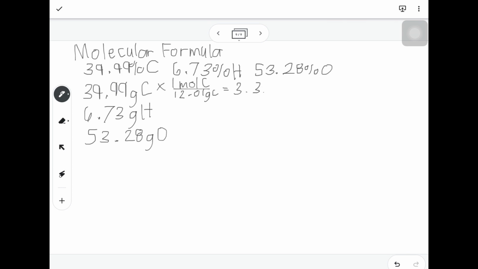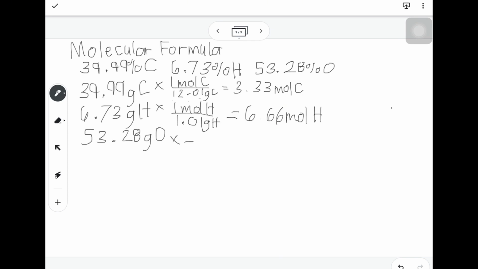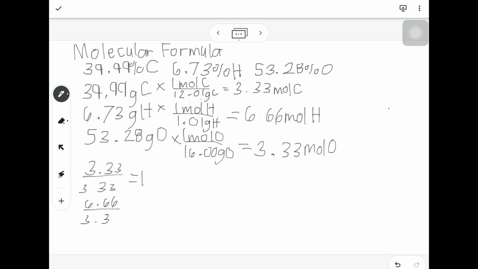We will then use the steps we used earlier in empirical formula where we convert the percentages into grams and then we convert the grams into moles. So, we have 3.33 moles of carbon, 6.66 moles of hydrogen, and 3.33 moles of oxygen. After that, we then divide it by the smallest number of the mole, which is 3.33. So 3.33 divided by 3.33 equals 1, 6.66 divided by 3.33 equals 2, and 3.33 divided by 3.33 equals 1. So, the empirical formula of glucose is actually CH2O.